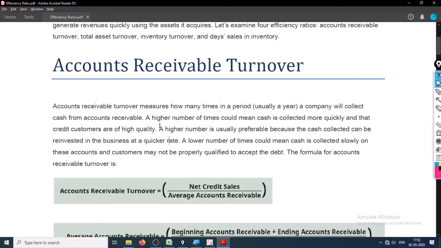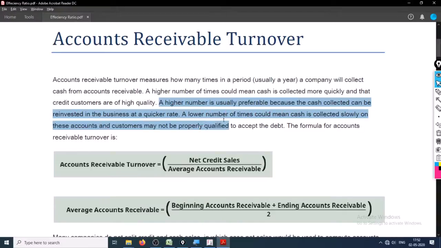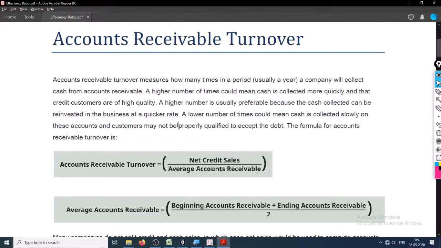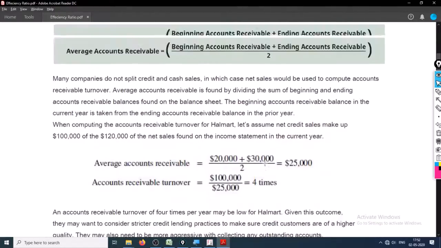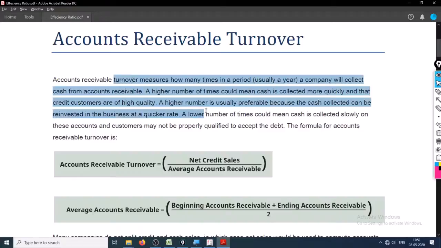A higher number of times means a company could collect more cash more quickly, and that the credit customers are of high quality. That is, they are good customers, obviously not like TimeD that went insolvent. A lower number of times could mean cash is collected slowly on these accounts and the customers may not be properly qualified to accept the debt. Hence, if the number comes low, we will need to reconsider making sales on credit.